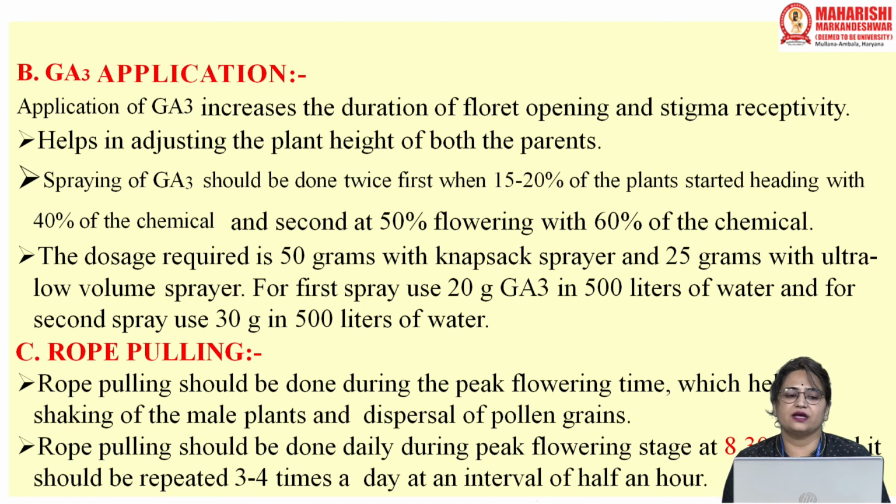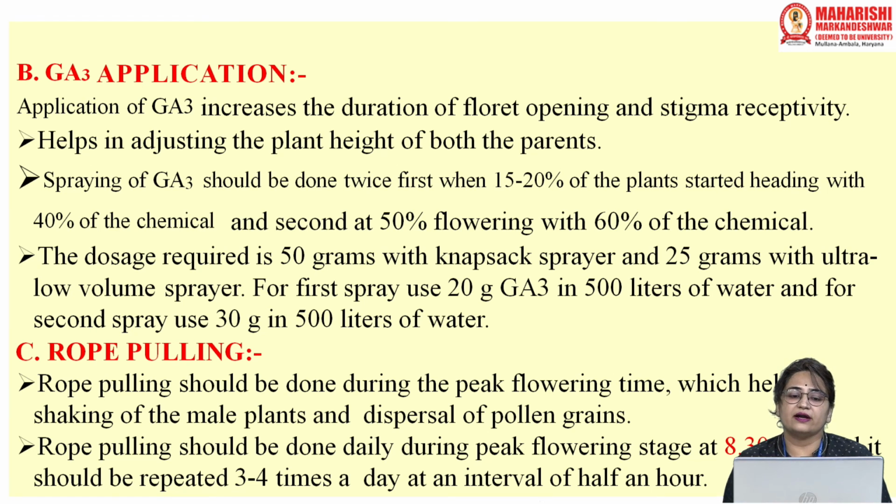Second is GA3 application. By applying GA3, we can increase the outcrossing rate. Application of GA3 increases the duration of floret opening, so the floret remains open for more time, and the stigma becomes receptive for more time. It also helps in adjusting the plant height of both the parents. Spraying of GA3 should be done twice: first when 15 to 20% of the plants start heading with 40% of the chemical, and second at 50% flowering with 60% of the chemical.